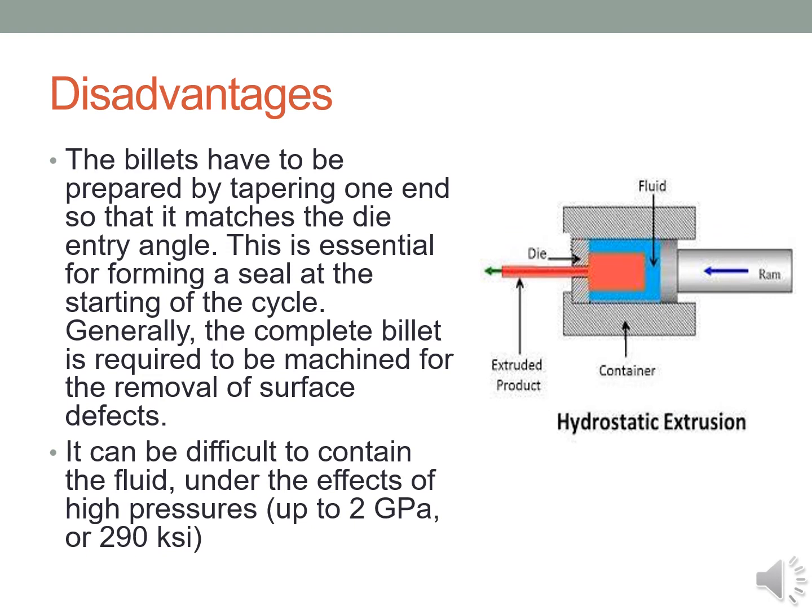Next are the disadvantages. The billets have to be prepared by tapering one end so that it matches the die entry angle. This is essential for forming a seal at the starting of the cycle. Generally, the complete billet is required to be machined for the removal of surface defects. It can be difficult to contain the fluid under the effects of high pressures.